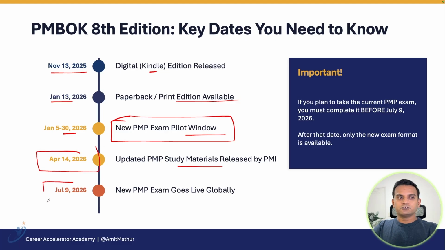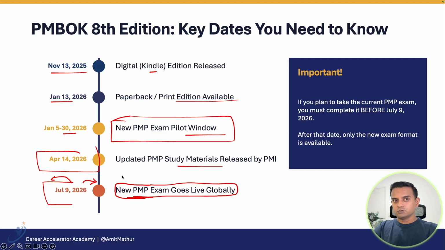Then on the 9th of July, they are going to release the new PMP format globally. So it means if you are planning to appear for the exam after 9 June 2026, you have to take the new PMP exam format. But if it is before, you can still look into the PMBOK 7 which you already have and the current exam format, so no problem in that.